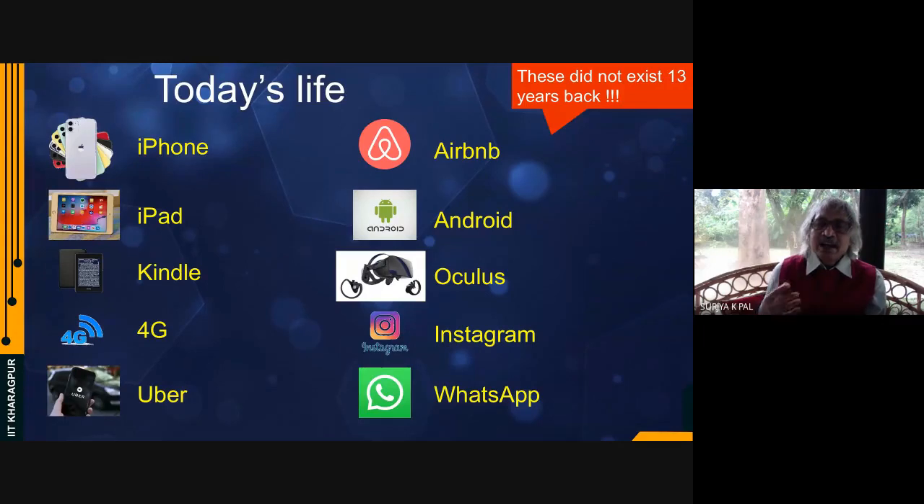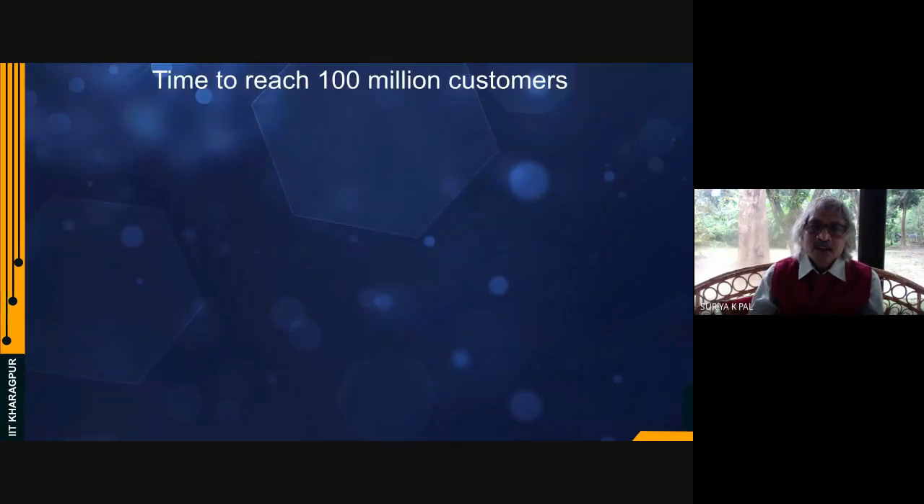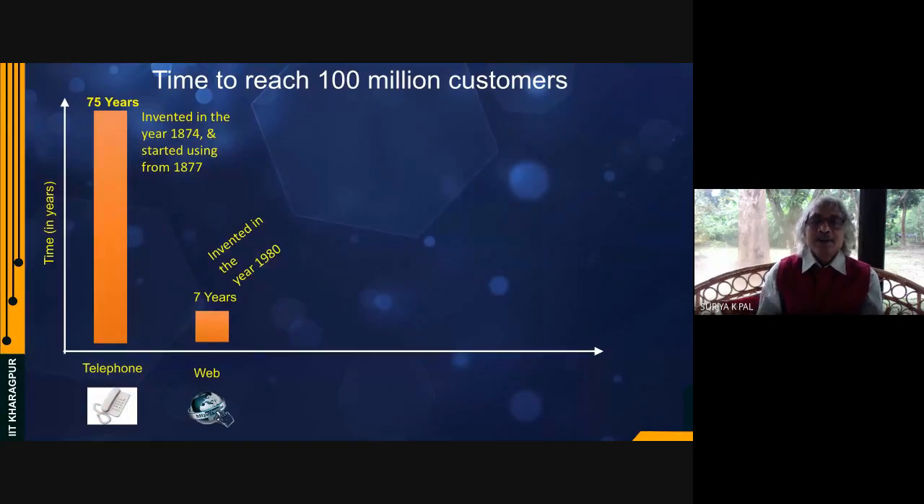Having experienced that, if you look at the red colored note given at the top, this didn't exist 13 years back. That means 13 or 14 years back, life was different. Now with these gadgets coming up, we are so glued to them that our lives are also changing. This is a very interesting slide. Just observe it very carefully.